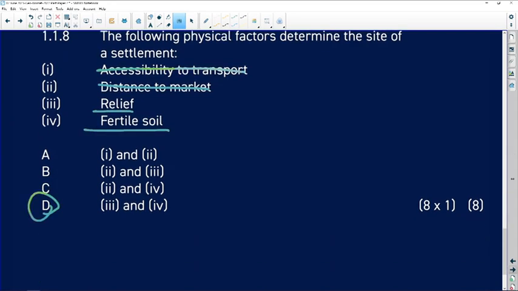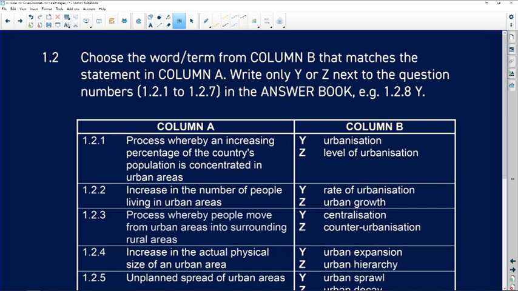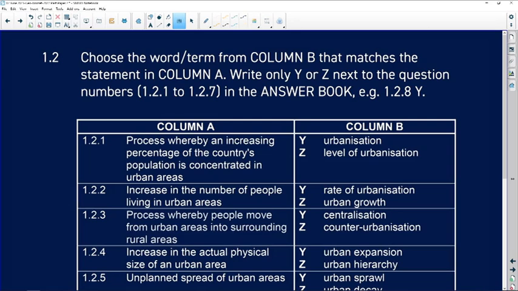Okay, question 1.1, done and dusted. Now question 1.2, once again, is short answer questions. Please, grade 12, very important, your concepts, when we're looking at these short answer questions. In this case, question 1.2 focuses on the concept and the definition, and we just need to match column A with column B. If you look at column A, question 1.2.1, the first one: the process whereby an increasing percentage of the country's population is concentrated in an urban area, and the correct answer will be urbanization.